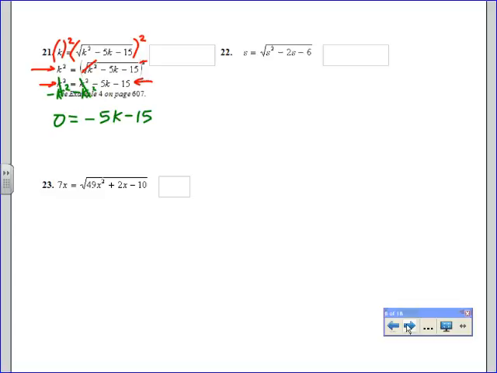From here, what do we do? Well, I still want to get the k all by itself. So I'm going to add the 15. And that equals negative 5k. And then from here, I want to get the k all by itself. Divide by negative 5. Boom, 15 divided by negative 5 is negative 3. That's k.